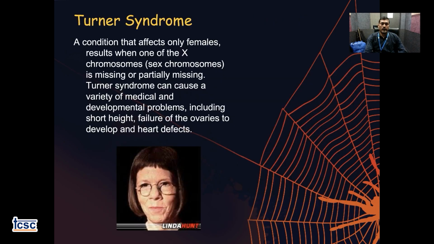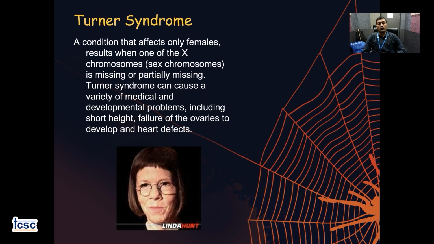Now, Turner syndrome, as I told you, is mostly observed in the female, or you can say only female, right? It is a condition that affects only females and results when one of the X chromosomes is missing. As I told you earlier, in the case of Turner syndrome, there are 22 pairs of chromosomes plus, instead of double X, X0, which is only observed in the female.